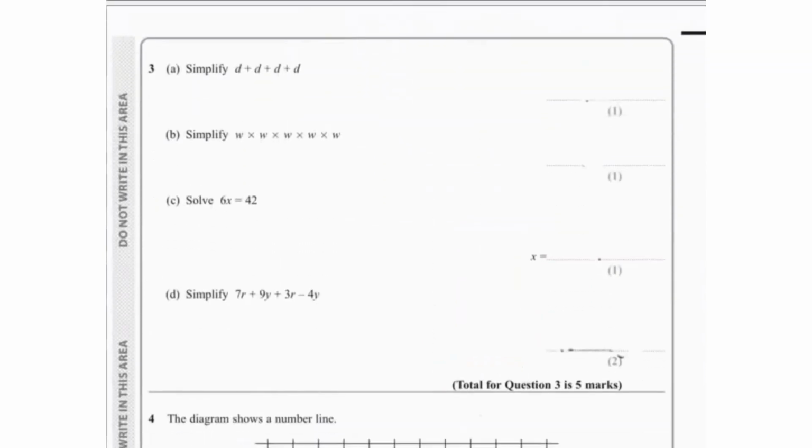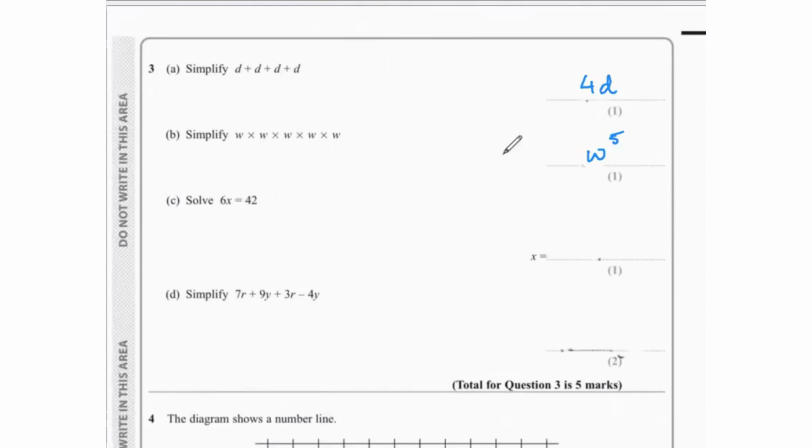Then simplify d plus d plus d plus d. When we're adding the same variable, we don't change the power, we change the coefficient. So when you add 4 d's, it's going to be 4d. Then it asks us to simplify w times w times w times w and then times w again. When you're multiplying variables, your coefficient doesn't change. What changes is your power. So we're multiplying 5 w's, so it's going to be w to the power of 5.